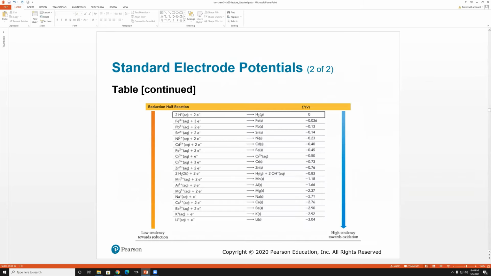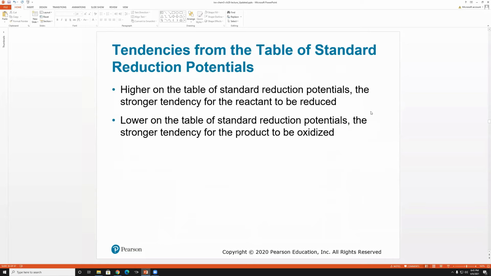So for example, if we have iron and aluminum, iron, this one right here, Fe2+ to Fe, has a reduction potential of negative 0.45. Aluminum is negative 1.66. Therefore, iron will be reduced. So it'll be negative 0.45 minus negative 1.66. And therefore, your answer will be positive all the time. So just take the numbers for what they are as reduction potentials. Okay, let's continue.